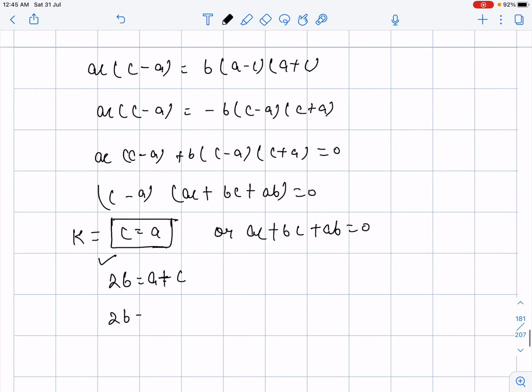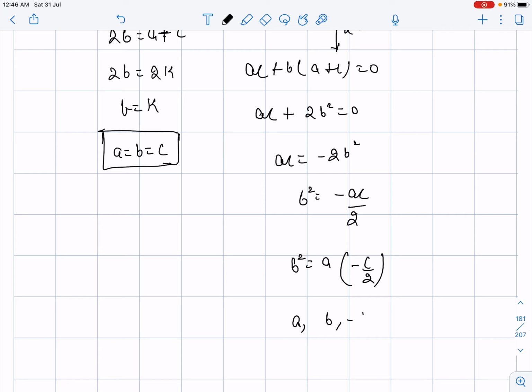And a plus c, what are we knowing? 2b we are knowing. So 2b square it becomes, because a plus c is 2b. That means ac is equal to minus 2b square. Or b square is equal to minus ac by 2. Or b square is equal to a multiplied by minus c by 2. That means what?